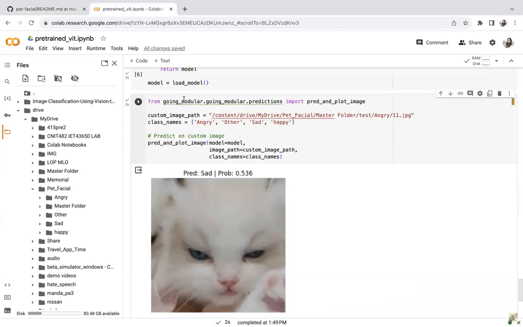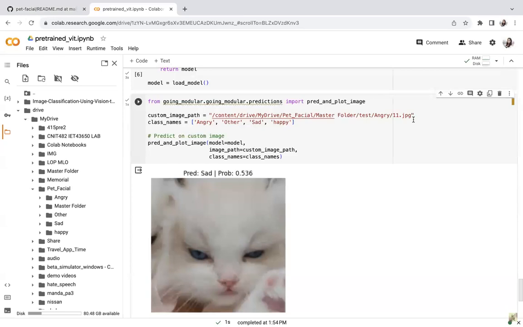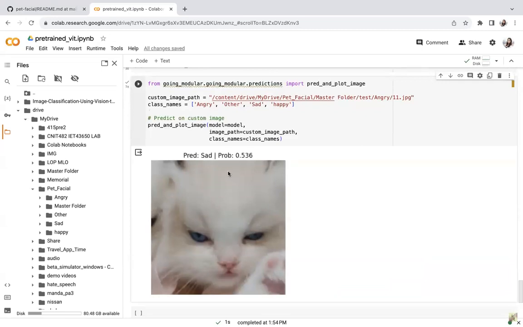This is one image from the test set. Let me categorize it. From the path, you can see that the original category is angry, so the ground truth is angry. But this model makes a wrong prediction, which I'll explain later, because I have a high training loss.